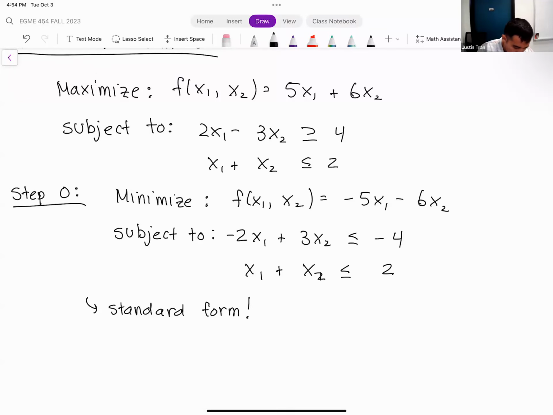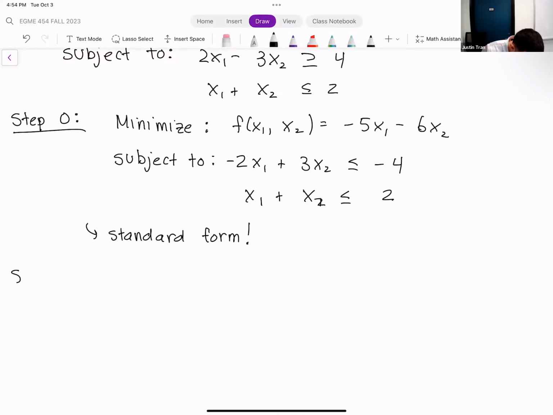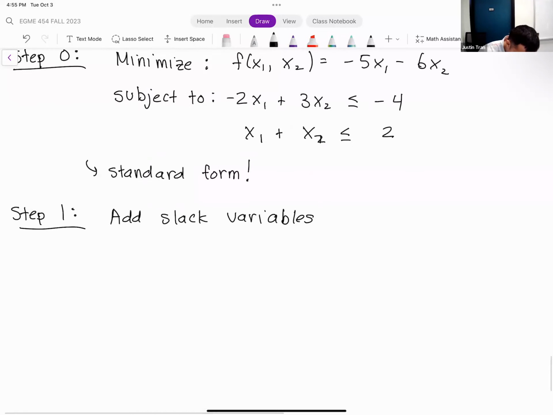Okay. Let's jump to step one. Step one, let's add our slack variables. So if we add our slack variables, we have minus 2x1 plus 3x2 plus x3 is equal to minus 4. And adding a slack variable to the second equation, we have x1 plus x2 plus x4 equals 2.